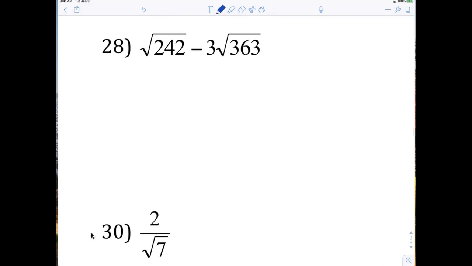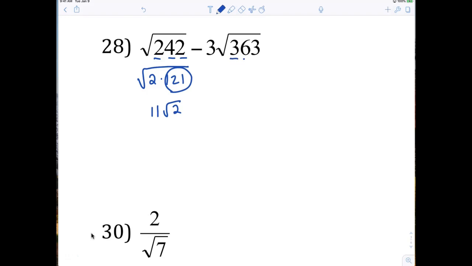What goes into 242? 24 does? Well, come on. The easiest way is to say they're all even numbers, so it's got to be divisible by what? 2. Square root 2 times 121. And what's the square root of 121? So I have 11 radical 2.